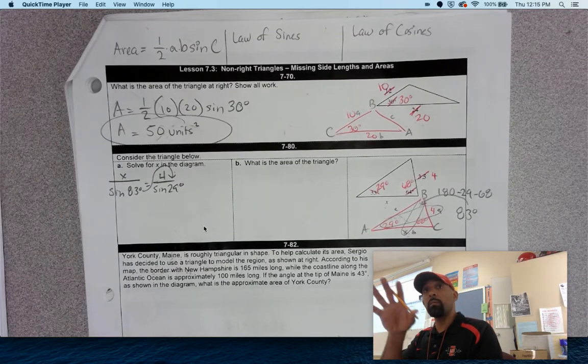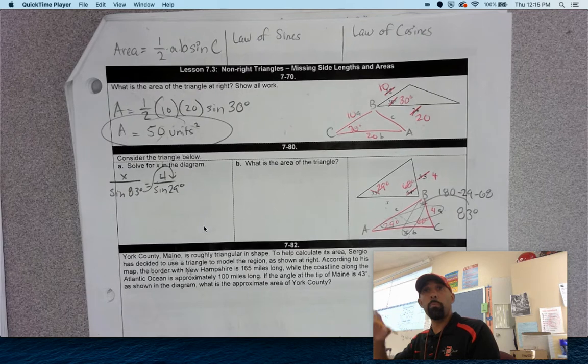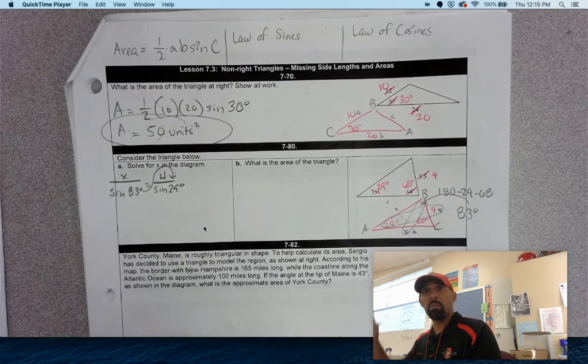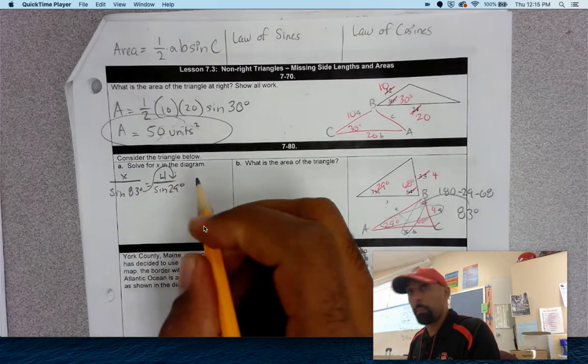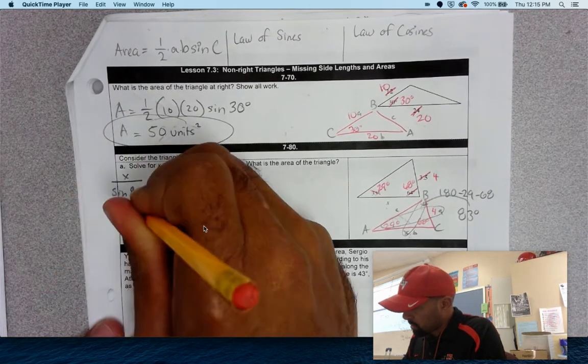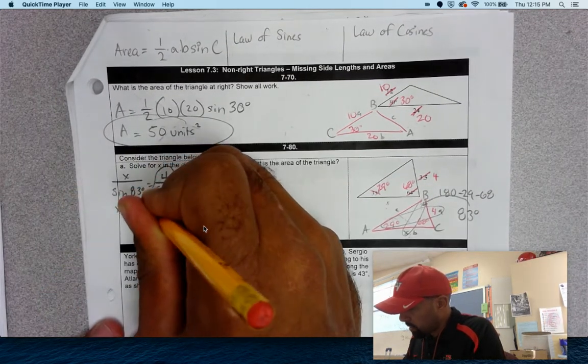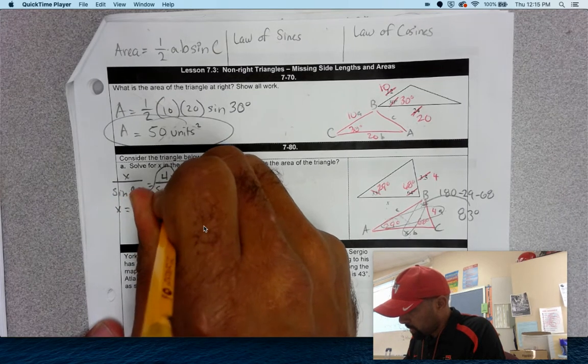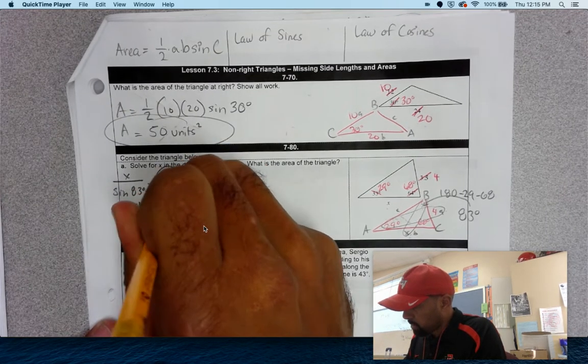If you want to check out and see what I was doing there, just look at the first couple problems in the last video so you can see what I was doing. I'm basically just moving this up here. It's going to be the same as cross multiplying. So now x equals 4 times sine of 83 degrees divided by the sine of 29 degrees.